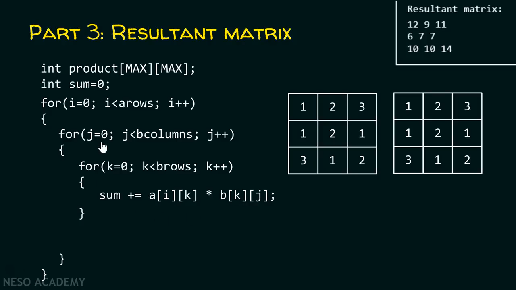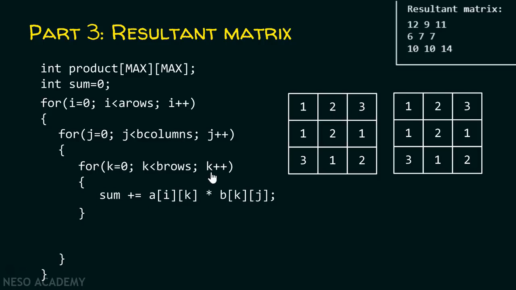When i is 0, j is 0, k is also 0. That means all these indexes are 0. We are in the 0th row and 0th column of this matrix. That is, we are taking this element. And in matrix B, we are at 0th row and 0th column. That means we are taking this element. We will multiply them together, and then finally we will add this with the sum variable. Sum variable initially contains value 0. Therefore, the result will be 1 only, which will get stored inside sum variable.